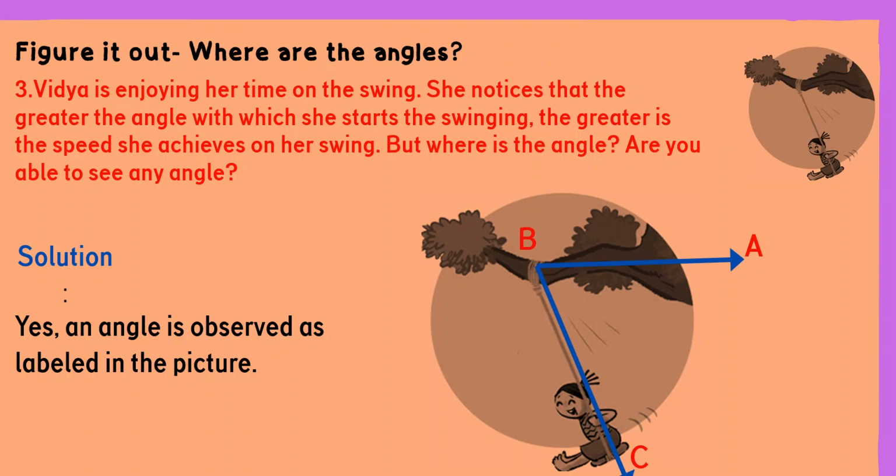Vidya is enjoying her time on a swing. She notices that the greater the angle from which she starts swinging, the greater is the speed she achieves on her swing. But where is the angle? Are you able to see any angle? Now, if we mark the tree as AB and the swing as BC, then the angle observed is here. This is the angle.